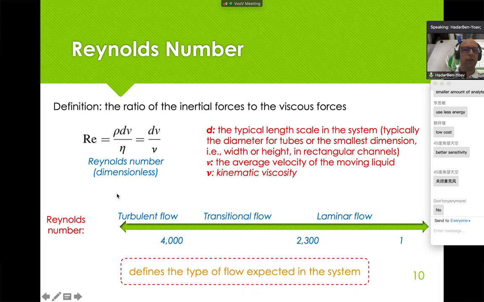So this is usually the first step when you calculate your system, to know what kind of flow you expect in your channels. Calculate the Reynolds number, which tells you that if it's a very low number, it's probably going to be laminar flow. Any questions about this slide?